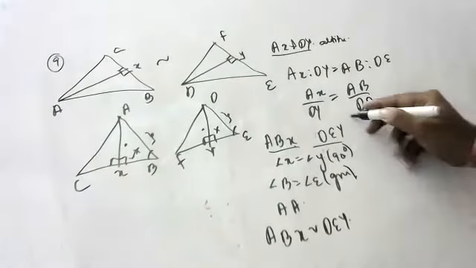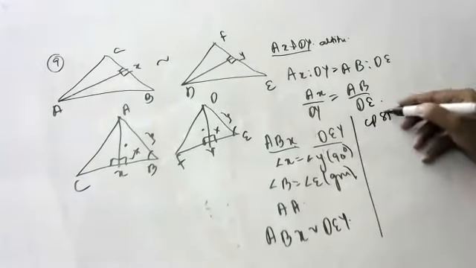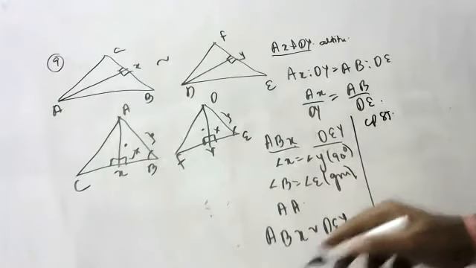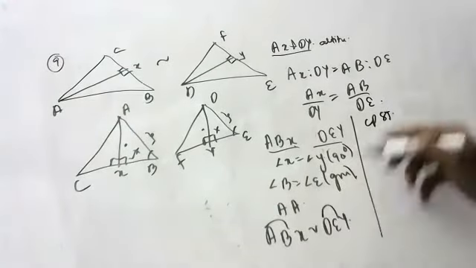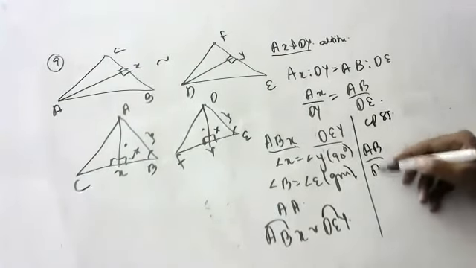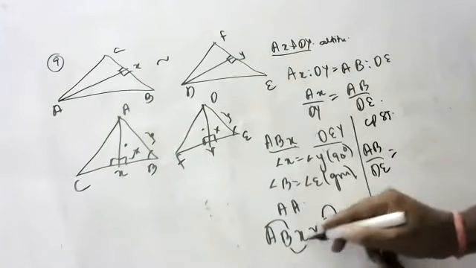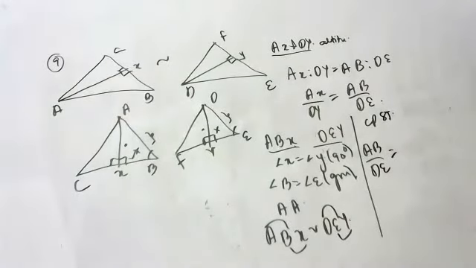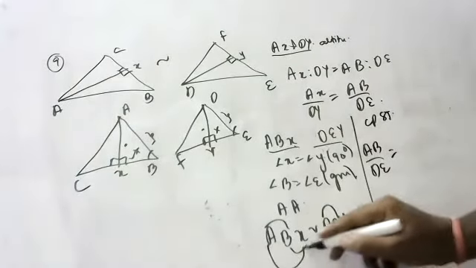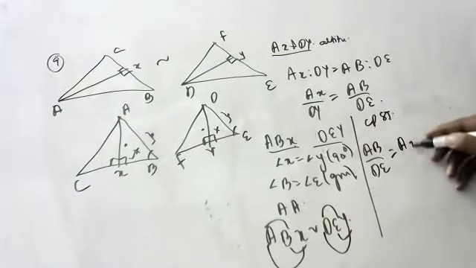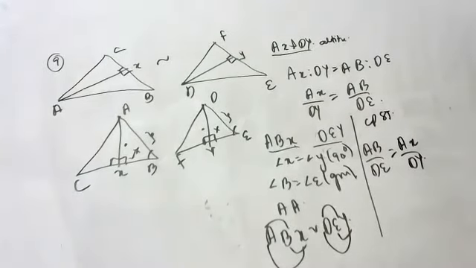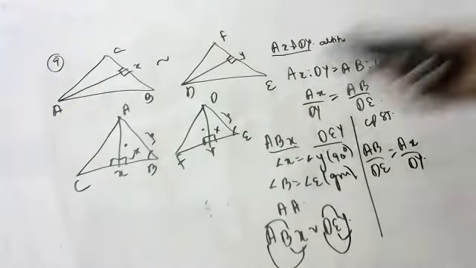By CPST, AB by DE is equal to AX by DY is equal to BX by EY, which is not needed. So AB by DE is equal to AX by DY. Hence proved. That's all. The one more side is not needed. According to the question, we will check. Hope you all understood this one, children.